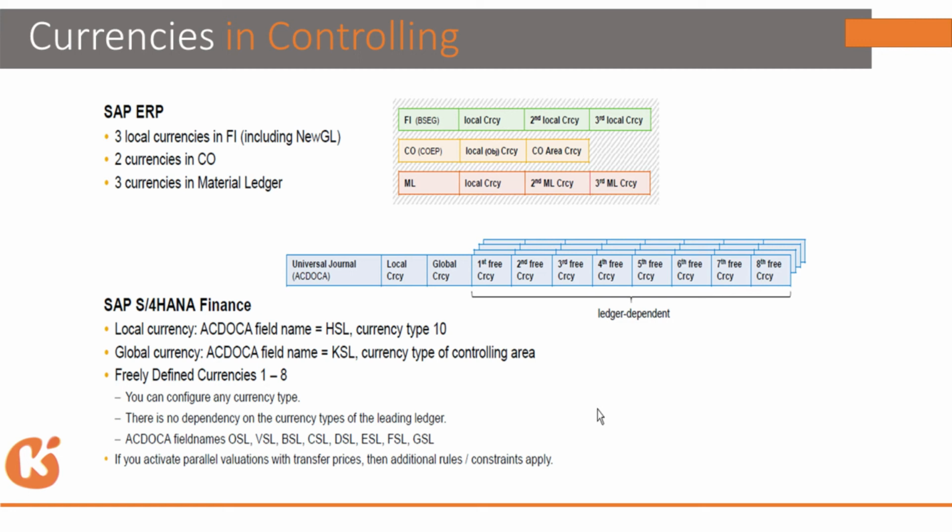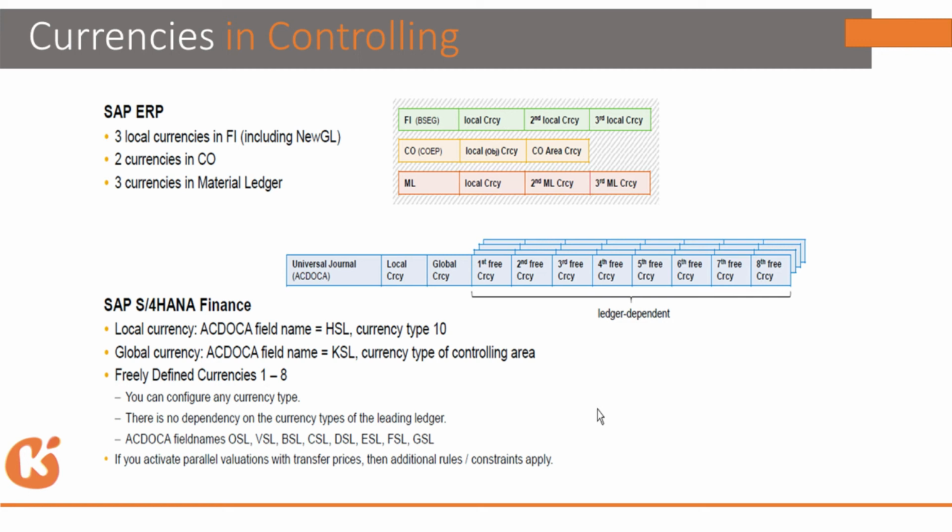So in our ERP, we had in FI 3 currencies: local currency, then the global currency, and one more hard currency. Another third currency you can create. And 2 currencies in CO, like controlling area currency and object currency, and 3 currencies in ML. So ML also we can have 3 currencies maximum. Whatever the currencies we defined in FI, it's the same 3 currencies we can activate in material ledger. So that is the scenario in SAP ECC.